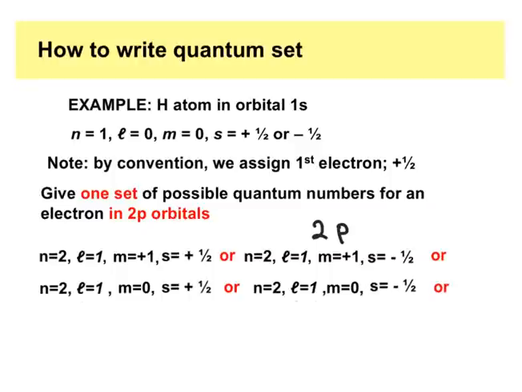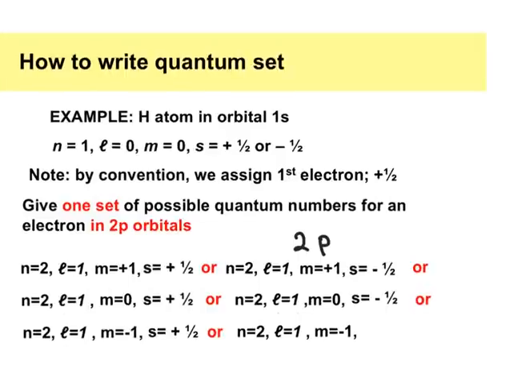Or we have the fifth possible set, which has the same principal quantum number 2 and azimuthal quantum number 1, but the magnetic quantum number is negative 1. The electron spin quantum number is positive half. Or we have the last possible set. It has principal quantum number 2, azimuthal quantum number 1 and magnetic quantum number negative 1. The electron spin quantum number is negative half.